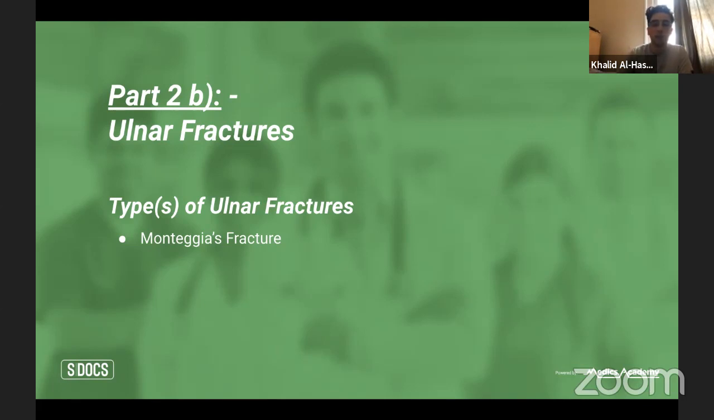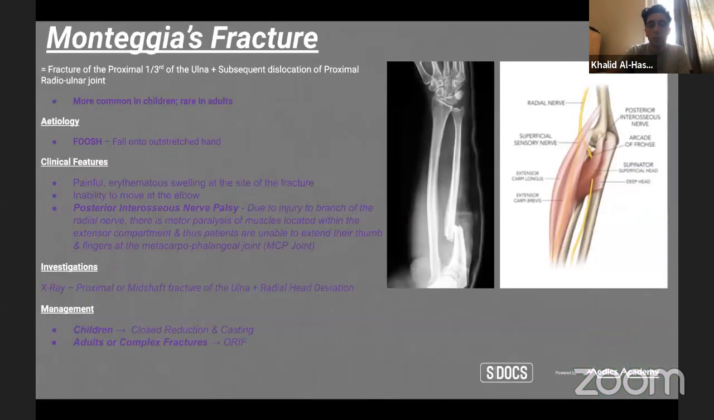So Monteggia's fracture is the most important one to remember. A Monteggia fracture is a proximal 1/3 ulnar fracture with subsequent dislocation of the proximal radioulnar joint. This is more common in children. So this is brought about again by a fall.